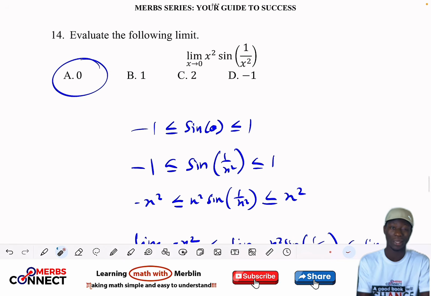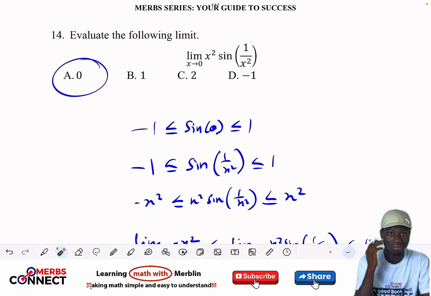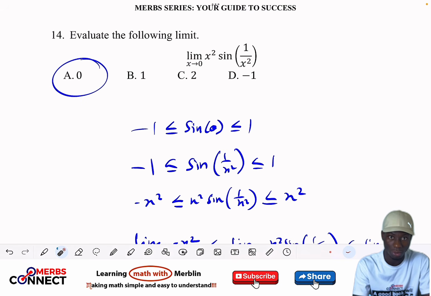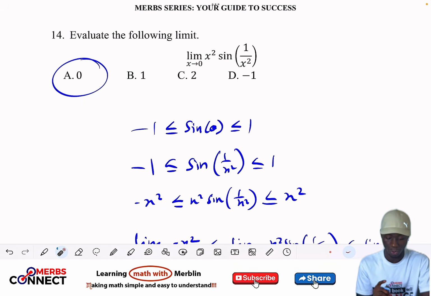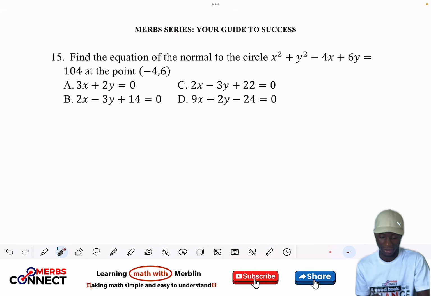So anytime you are using a squeeze theorem like this, you can just ignore the sine value here, because it is bounded and kind of gives us 1, and concentrate on this one. When you plug in and it is equal to 0, the answer is going to be 0. When it is 1, the answer is going to be 1. But make sure you only ignore this one when it is approaching 0. If this one is approaching 1, you cannot ignore this one. So pay attention there. Let's look at question 15.